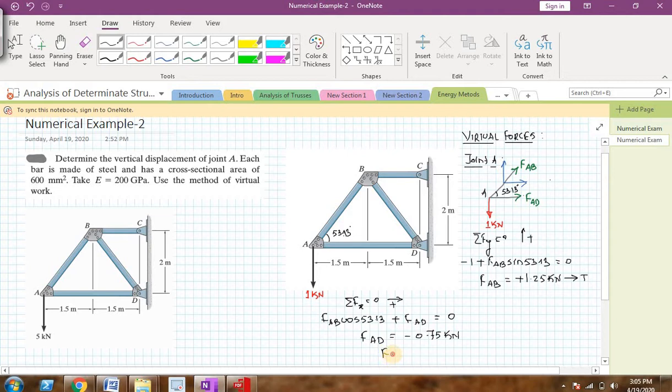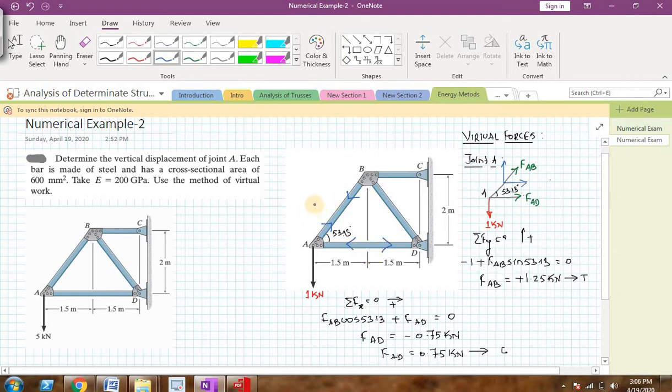So I should write it as FAD is equal to 0.75 kilonewtons compression. So let me just write the nature of force and the value of force in this truss diagram. Okay, so AB is having a tensile force, so the arrow should be away from the joint, and AD is having a compressive force, so the arrow should be towards the joint.